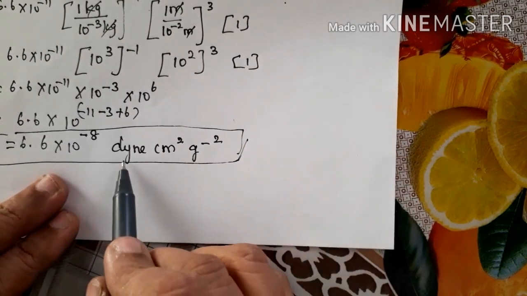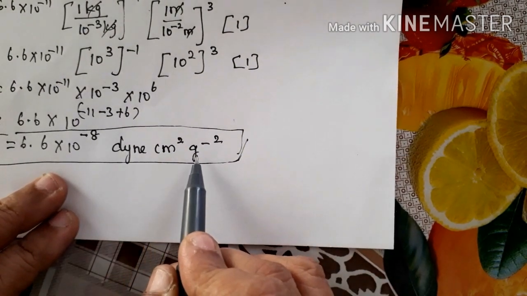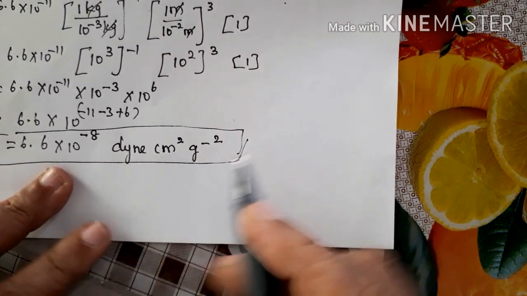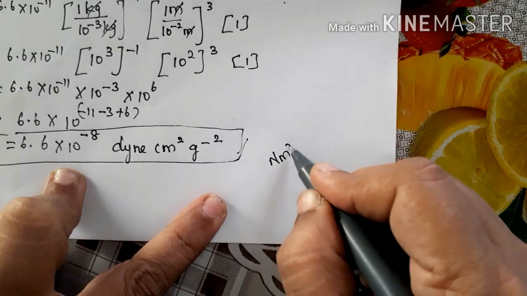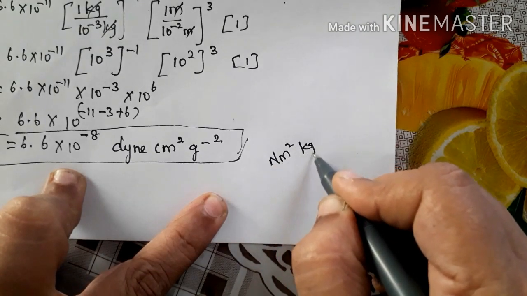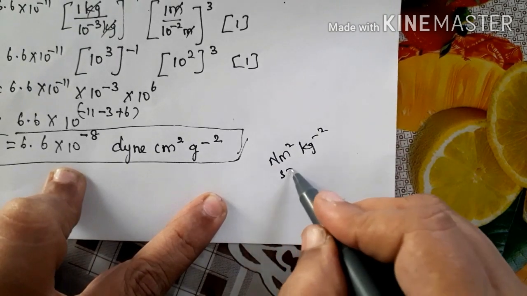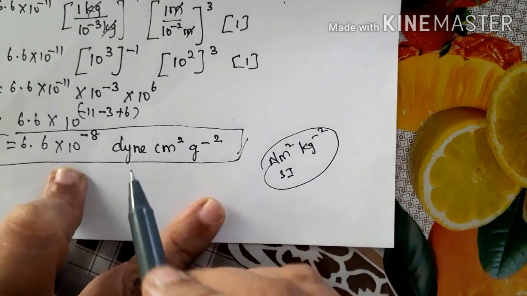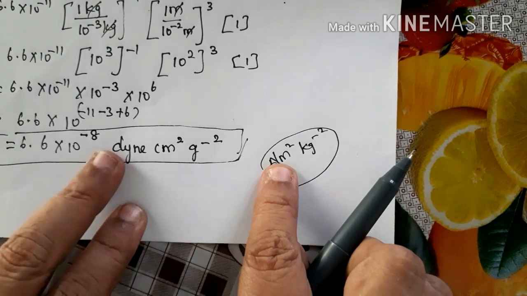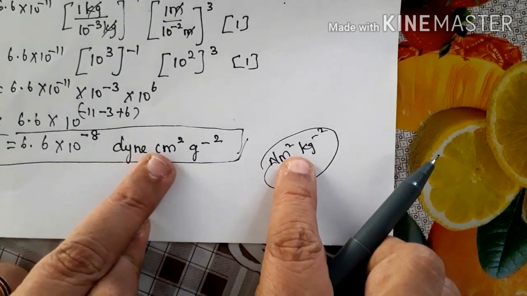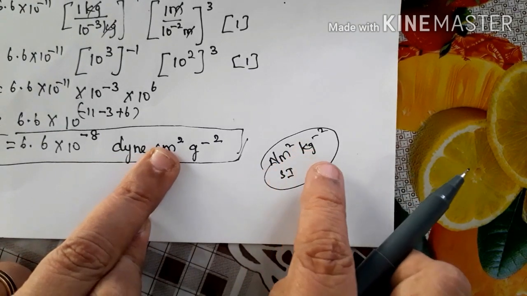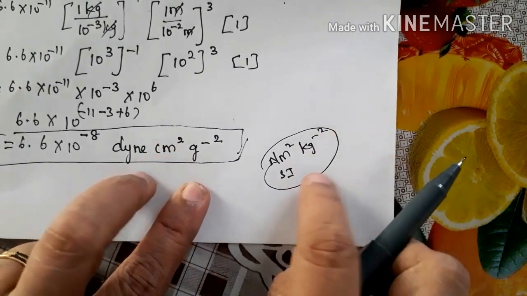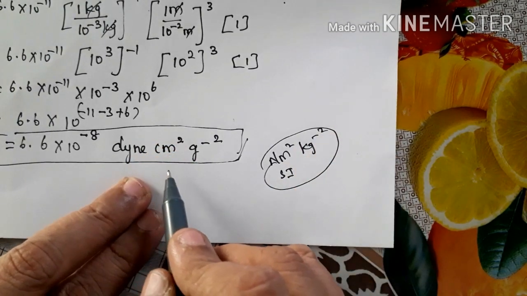Newton meter square per kilogram square is converted into dyne. Remember, children, in the question you got Newton meter square kilogram power minus 2. This is the SI system, right? To convert it into the CGS system, instead of Newton you got dyne here, instead of meter you got centimeter square, and instead of kilogram power minus 2 you got gram power minus 2. So this is the required answer.